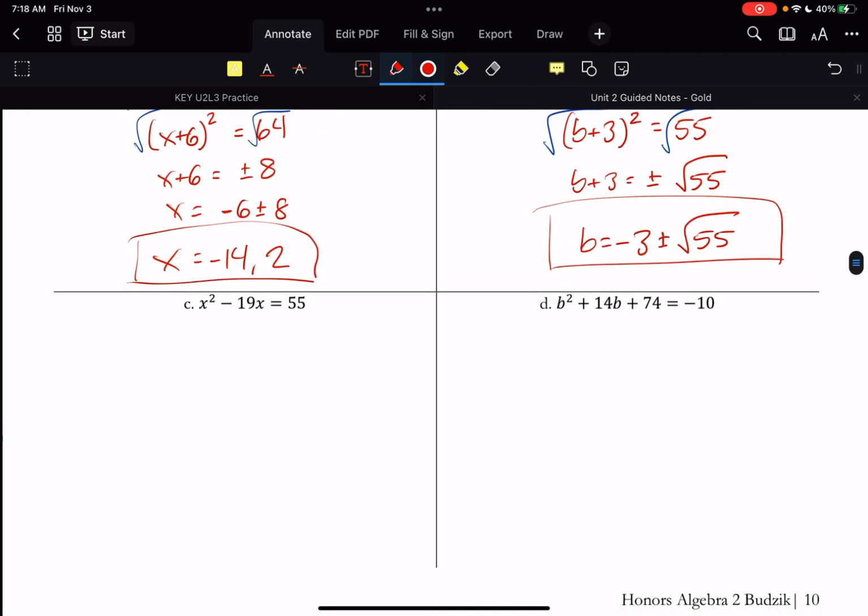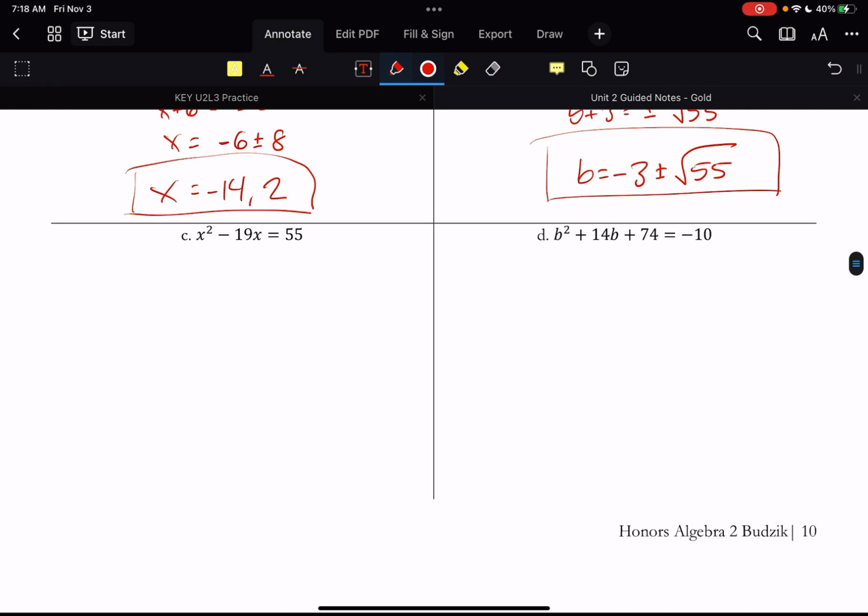In C, I have that my b value is odd. So that's going to create a little extra work, just a little more reminders with fractions. So I already have all my constants on one side. So I'm going to do negative 19 over 2 quantity squared. Okay, remember, this is really just negative 19 over 2 times negative 19 over 2. Negative 19 times negative 19 is positive 361 over 4. So that's the value that I'm going to be adding to both sides. x squared minus 19x plus 361 over 4 equals 55 plus 361 over 4.